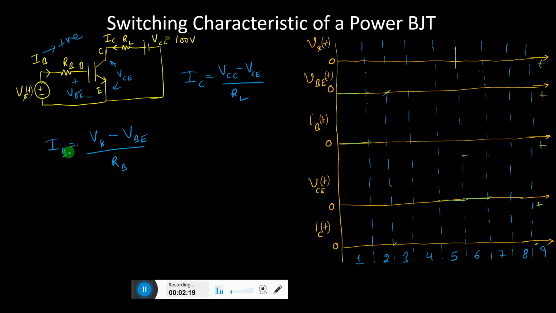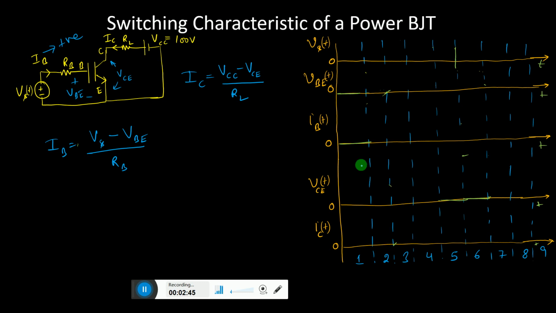If IB will be there, then this is on. If this is on, in the secondary, in the output side, the current will flow. And the current will flow only if this VCE, the drop across the collector and ammeter, will decrease, then only this IC will exist.